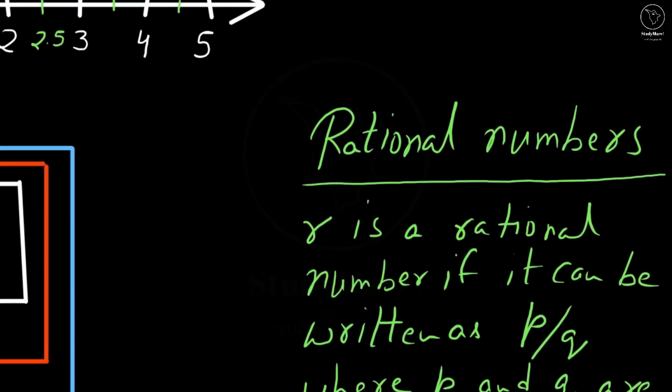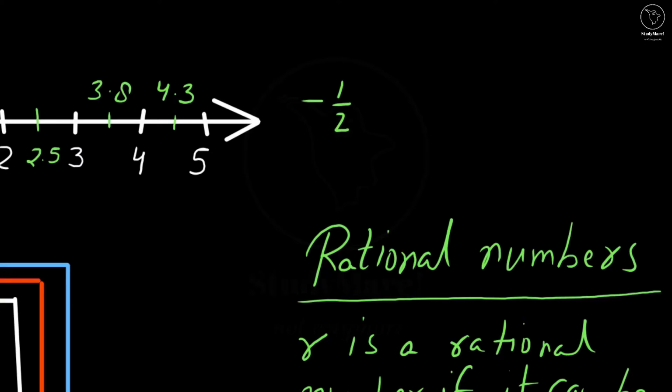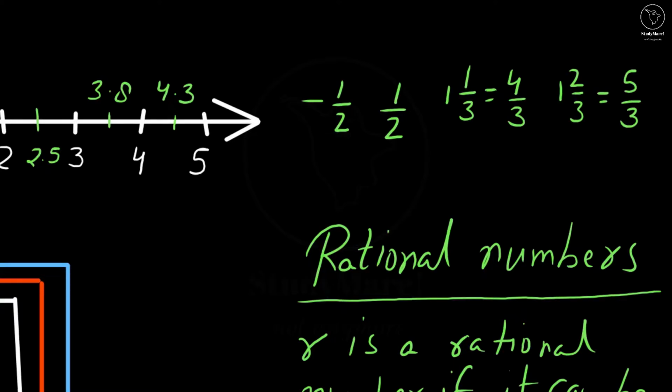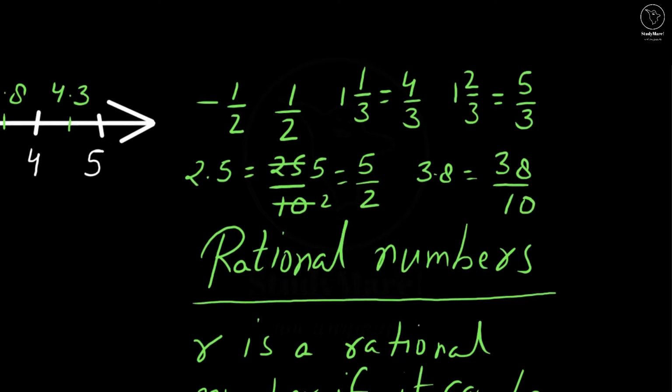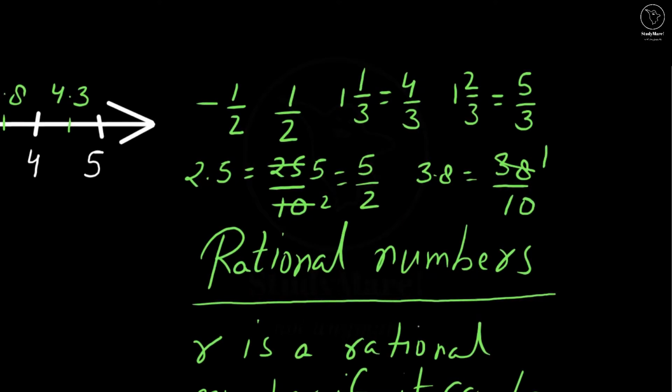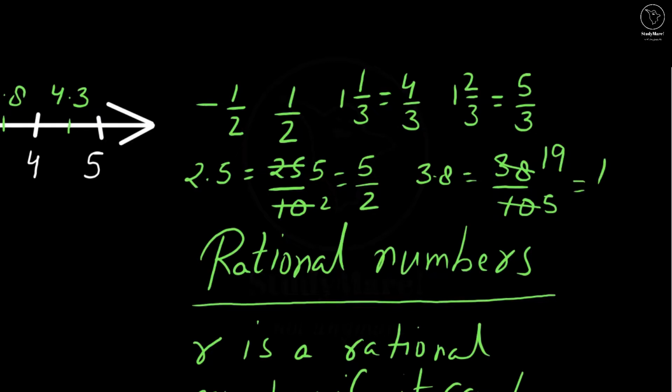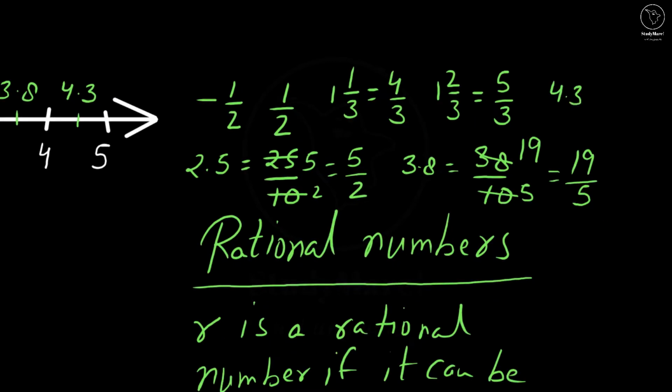Some examples of rational numbers could be -1/2, 1/2, 1 1/3, which can also be represented as 4/3, 1 2/3 can also be represented as 5/3, 2.5 which is actually 25/10, and if we simplify it, it gets reduced to 5/2. 3.8 which can be written in fraction as 38/10, can be simplified further as 19/5. Even 4.3 can be written as fraction 43/10.